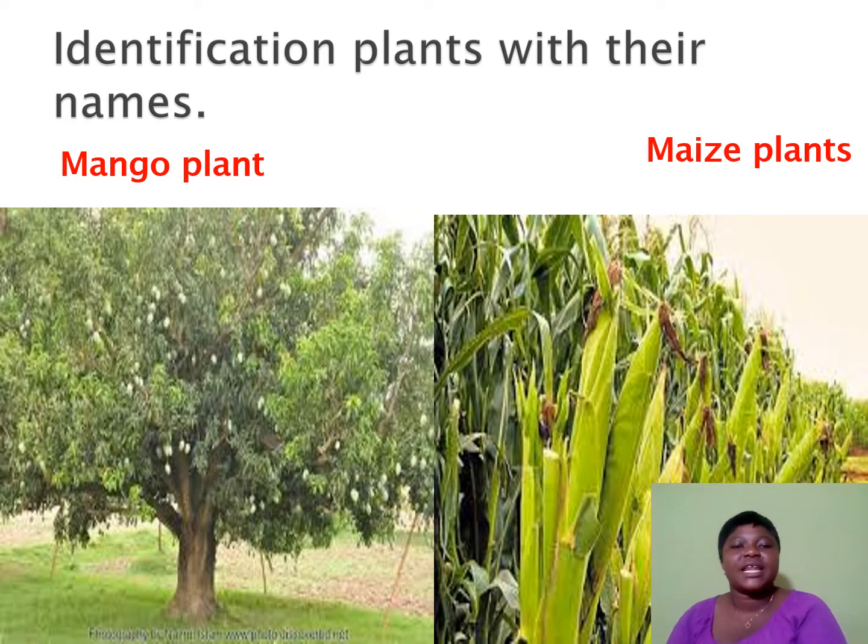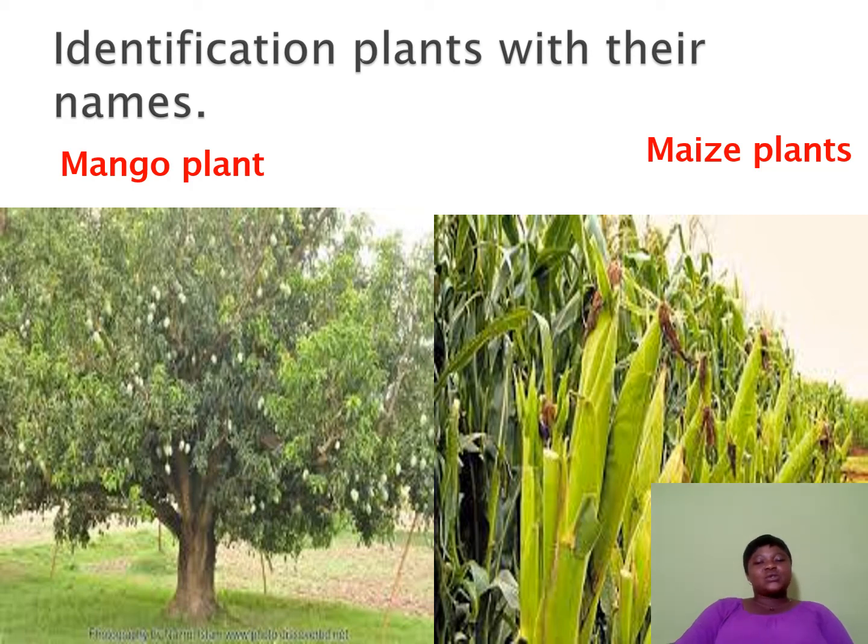So let's come to the identification of plants with their names. Can you identify these plants? The first plant here. It's what? A mango plant. Clap for yourself. Can you sign? Good. You did very well. The first one is what? A mango plant. You can see how it's very big. As we said, that some plants are what? Very big.